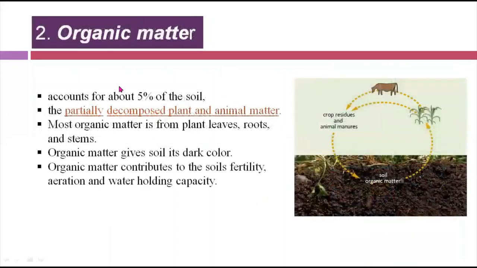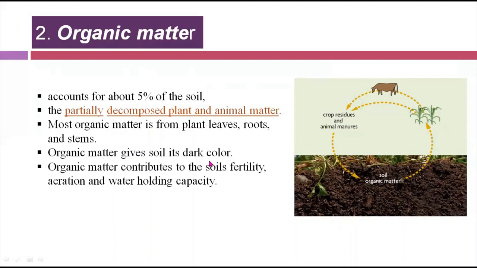Number 2 is the organic matter. Organic matter accounts for 5% of the soil, the partially decomposed plant and animal matter. Organic matter actually is the remains of plants and animals. So हमारे plants, animals होते हैं, उनकी remains होती हैं, and they become part of the soil. It is only the 5%. Most organic matter is from plant leaves, roots, and stems. Organic matter gives soil its dark color.